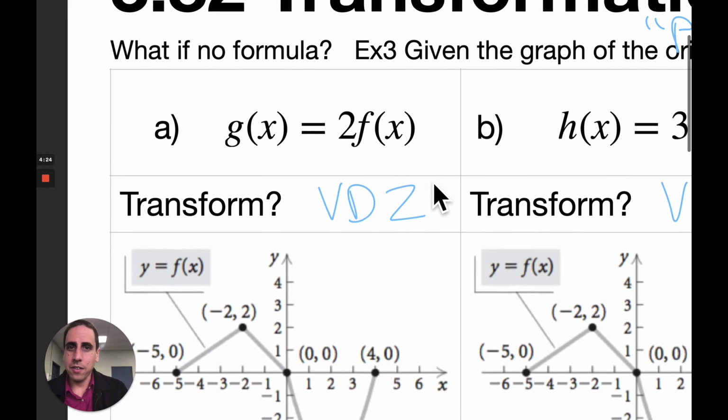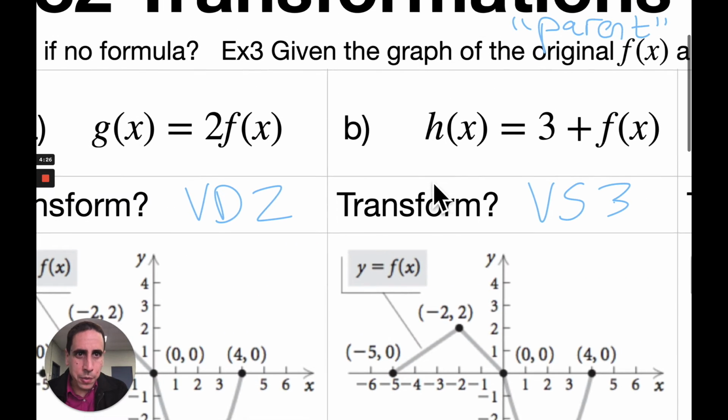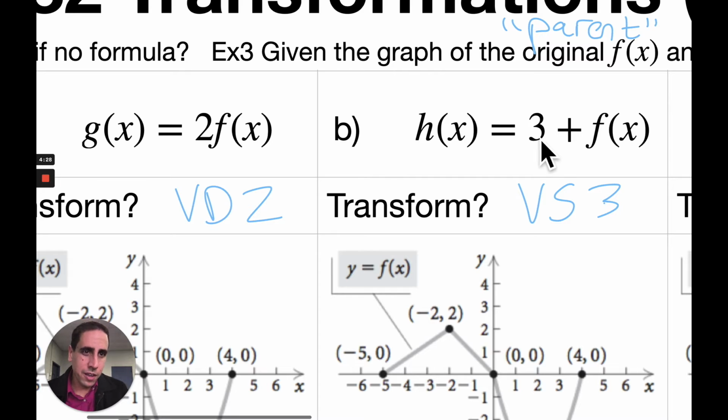All right, let's do the same process again with b. You can see here the 3 is outside of the function, and there's addition and subtraction, so I can see that because it's outside, it's a vertical shift of 3 units. It's going to be a vertical shift of 3.